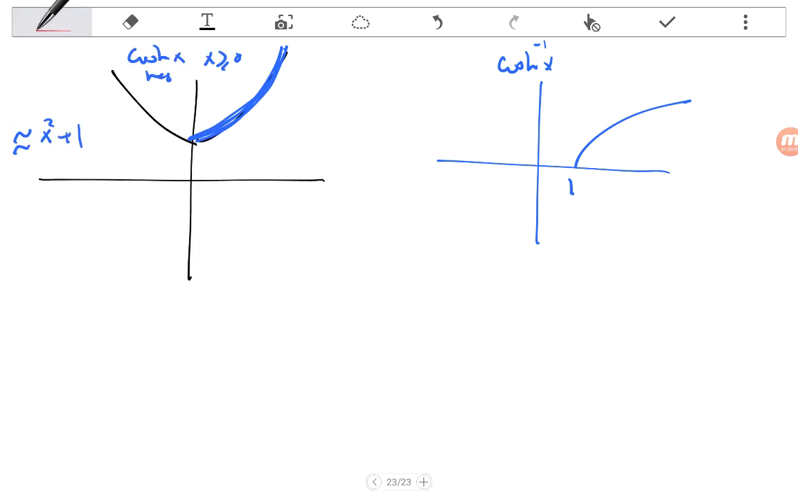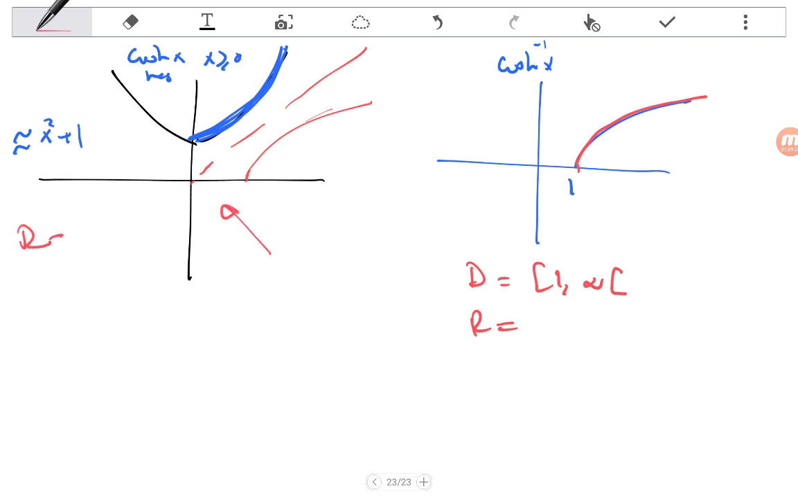Cosine inverse will just be like this, as if you had a reflection about y equals x. Okay, now the range we have covered, what about the domain? Yes, the domain will be from 1 to infinity, which is exactly the range of the cosh, and the range of this would be from 0 to infinity.